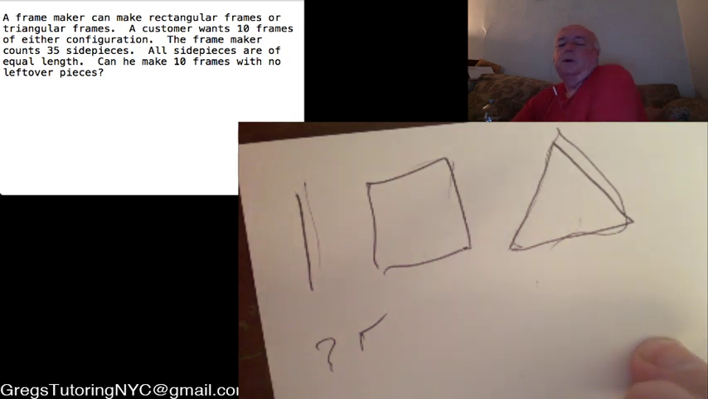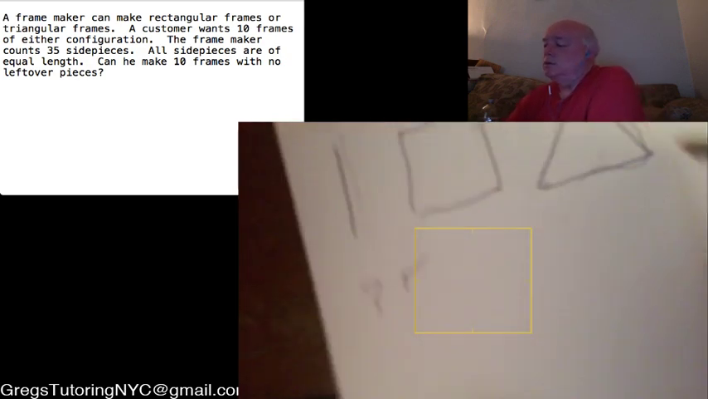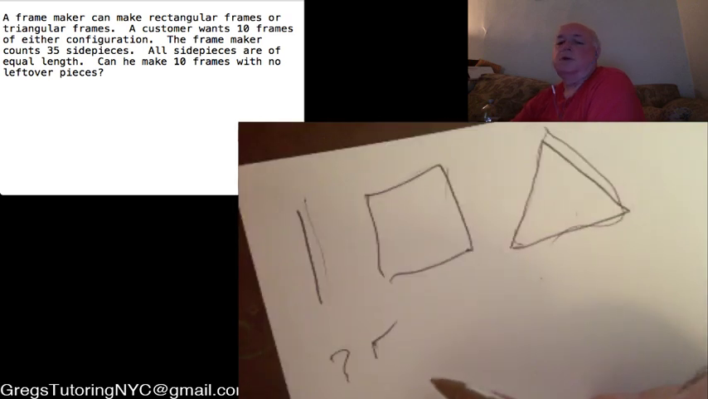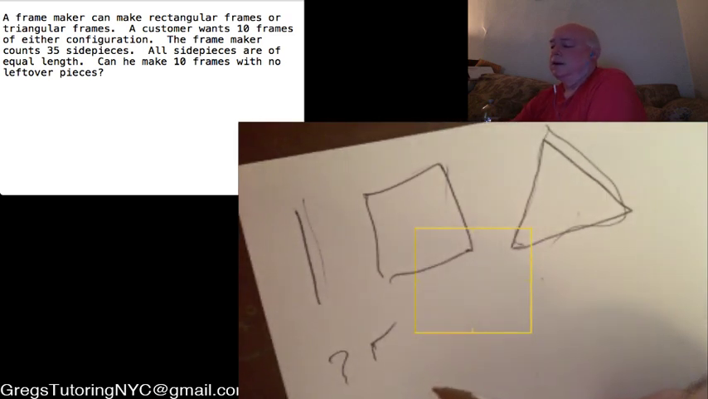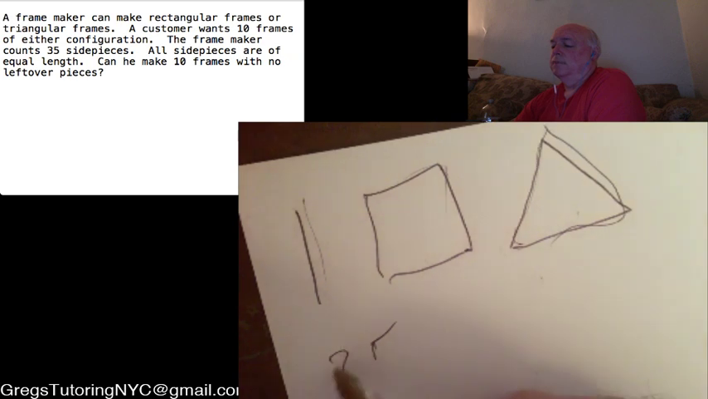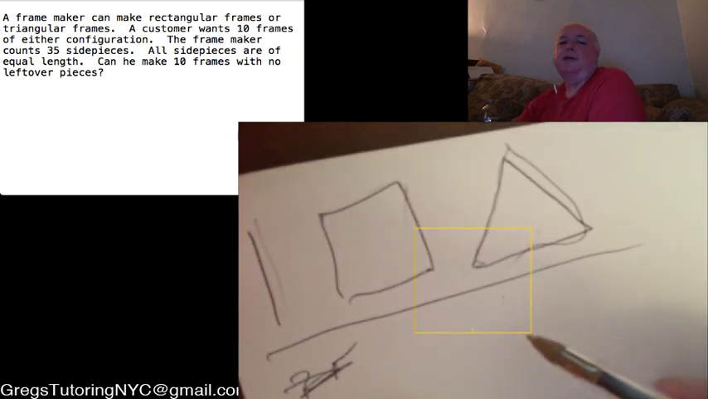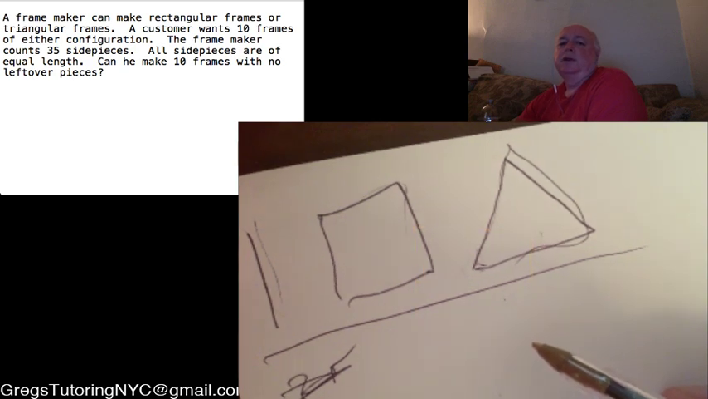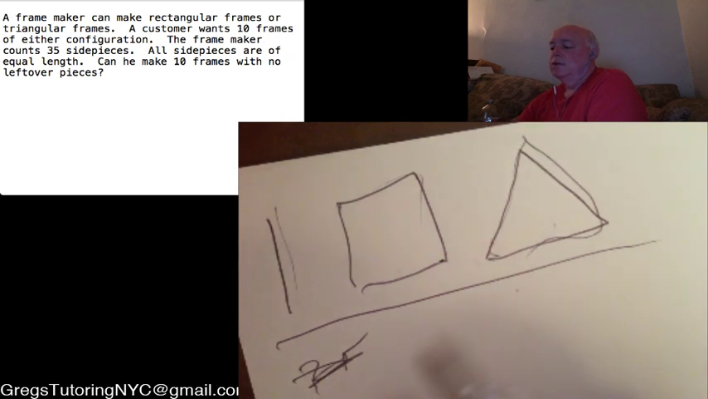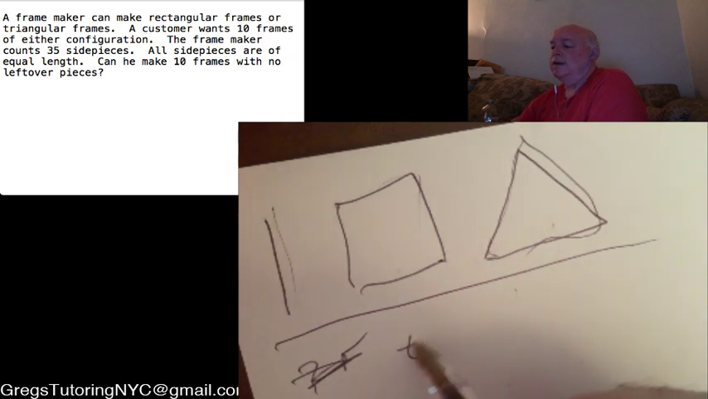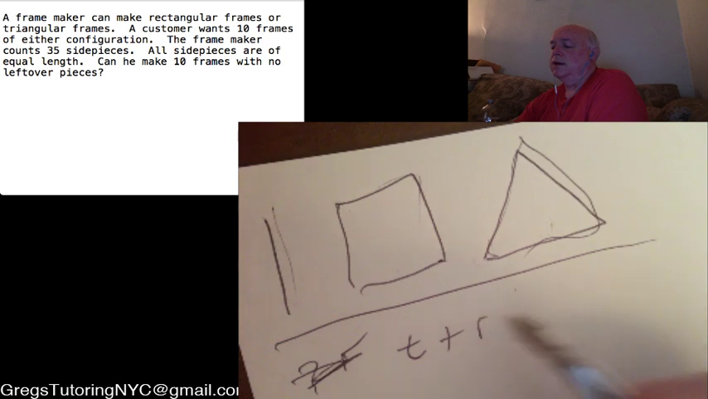So how would you go about doing this? As usual, you can pause the video at this point if you're catching this on the replay, and try to figure it out yourself. This is one of those problems that are done through simultaneous equations. So we know that the total number of frames is going to be 10. So we're going to have triangular frames plus rectangular frames is 10.